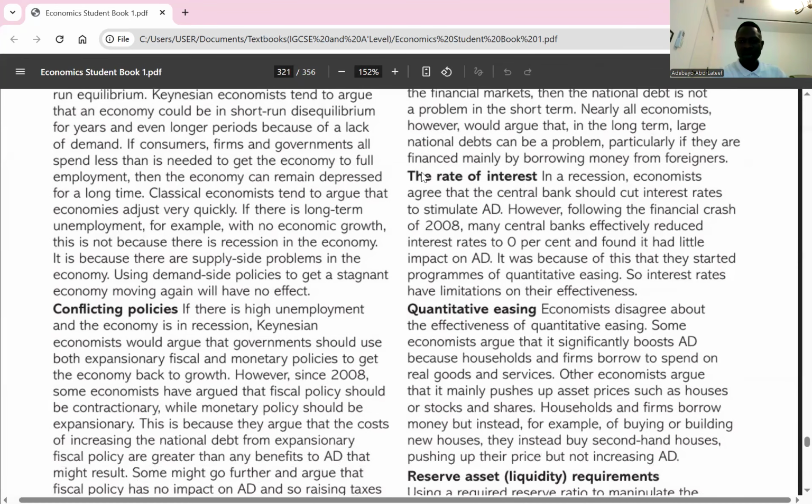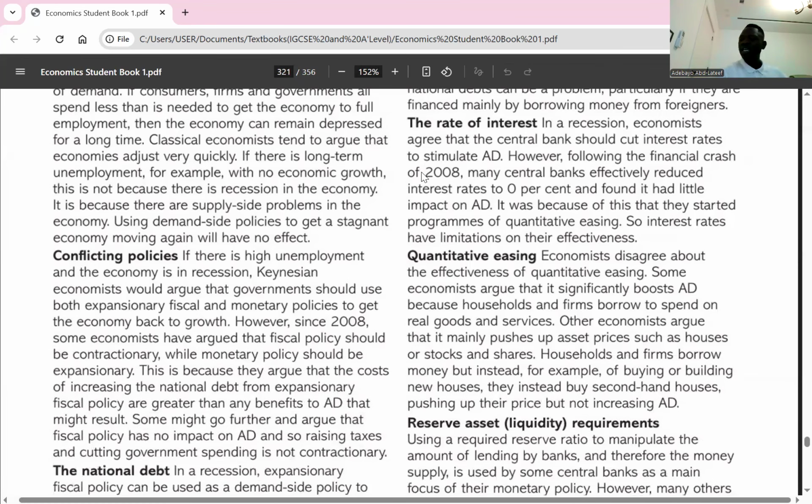The next one, the rate of interest. The rate of interest in a recession: economists agree that the central bank should cut interest rate to stimulate aggregate demand. That means to increase aggregate demand. However, interest rate may be as low as possible, and AD might not increase. Therefore, it has limitations. This allows the central bank to use quantitative easing.